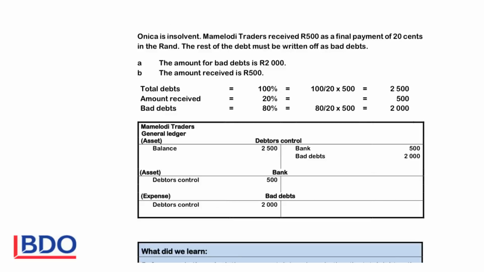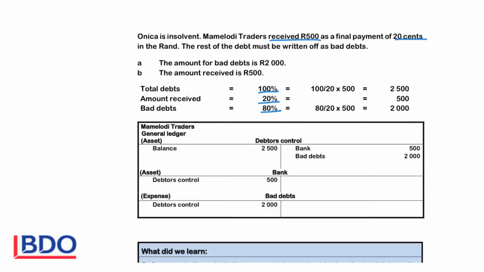In the second example, they give us the amount received as 500. It is still a payment of 20 cents in the rand. So the debt is 100%. The amount received is 20%, and the bad debts is still 80%. In the first example, they gave us the total debt, and you would write next to 100% the amount.